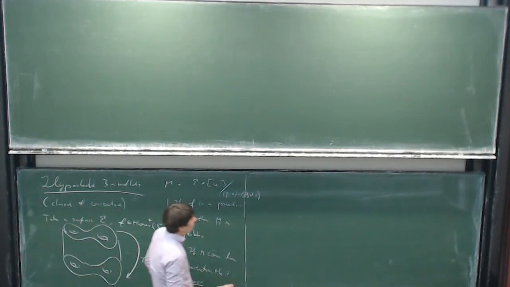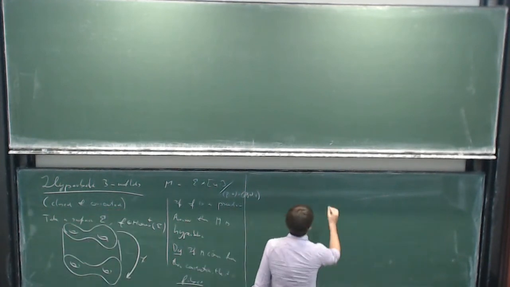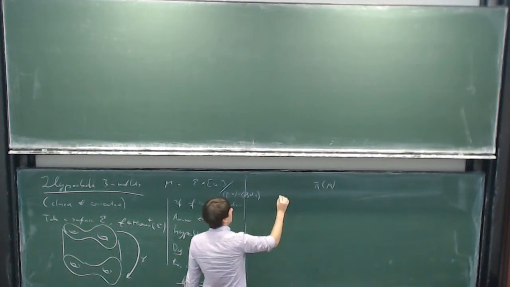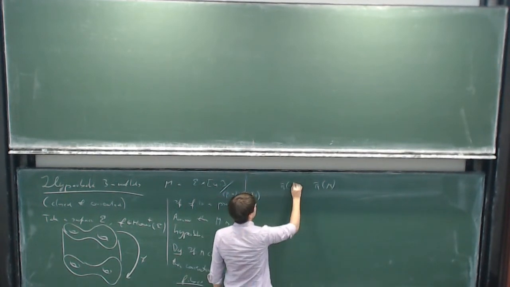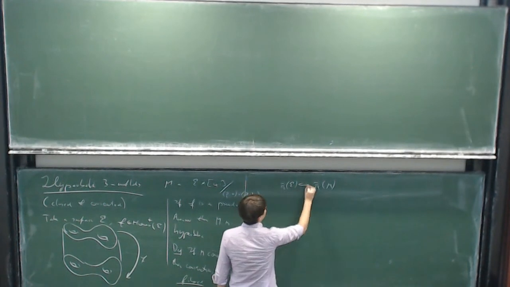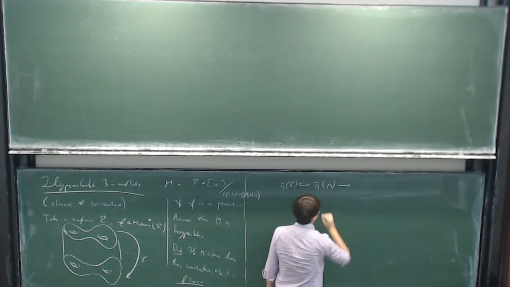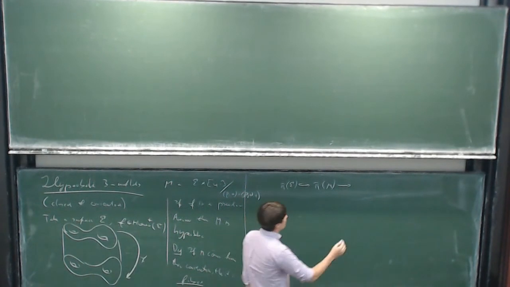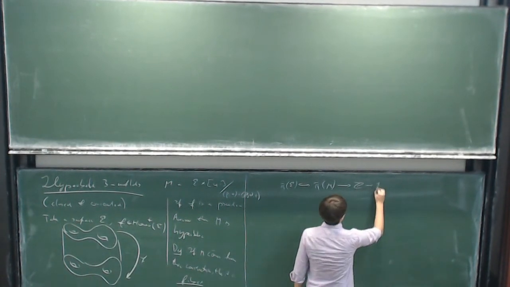Now on the level of groups, what happens? We have the fundamental group of the three manifold. We have the fundamental group of the surface, which embeds. Here we are mapping onto the fundamental group of the circle. The fundamental group of the circle is Z. And this is an exact sequence.